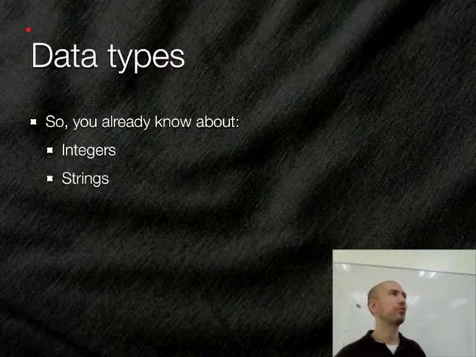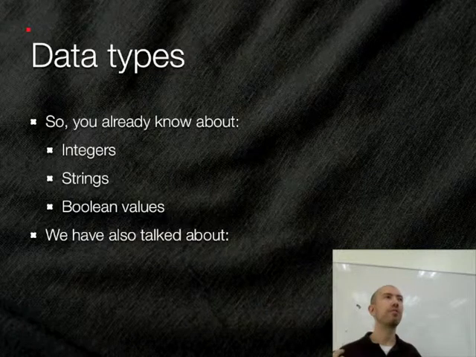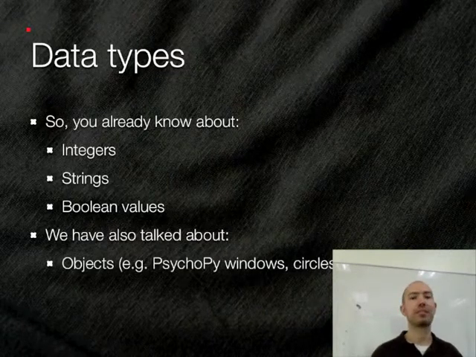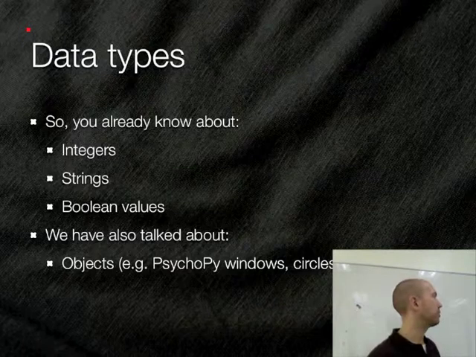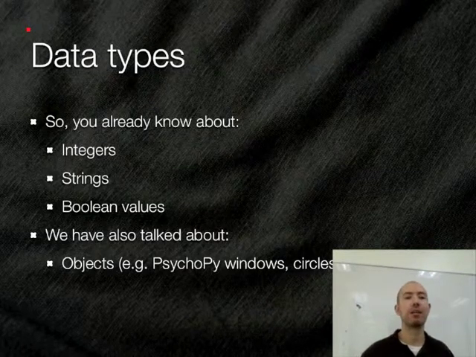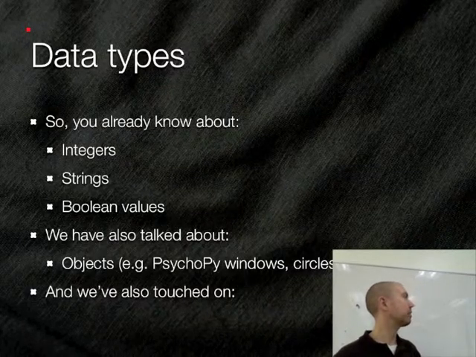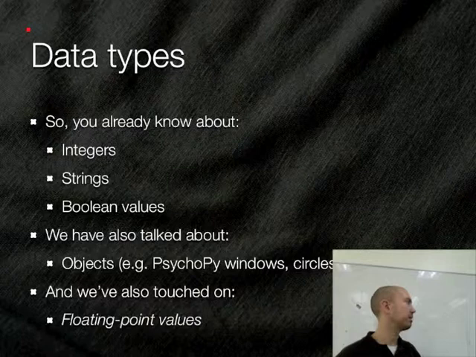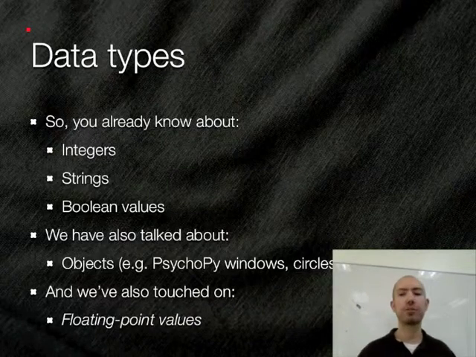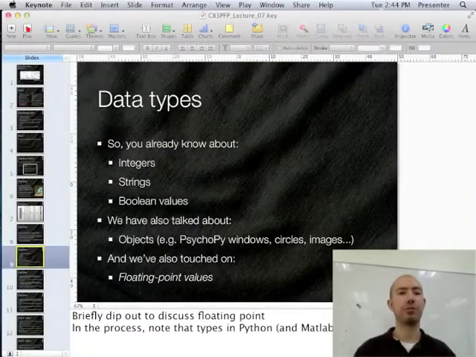So you already know about integers. We've used a lot of integers so far. You already know about strings. You already know about Boolean values. We've also talked about a couple of other things that are basically data types, like objects, because we've talked about windows and circles and images, and what objects are in Python, and they are a type of data, effectively. And we've also touched on, although we haven't explicitly talked about it, what we call floating point values. And floating point values are really just decimal values, okay?